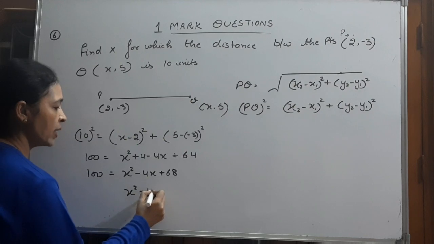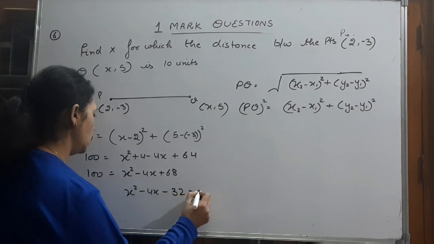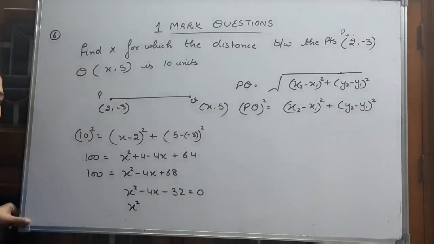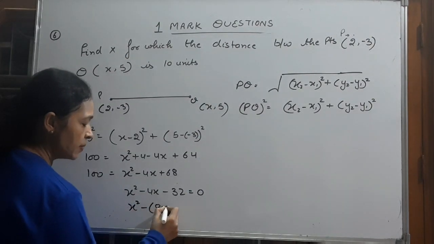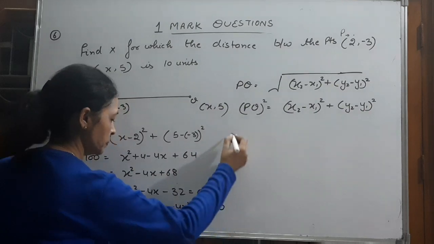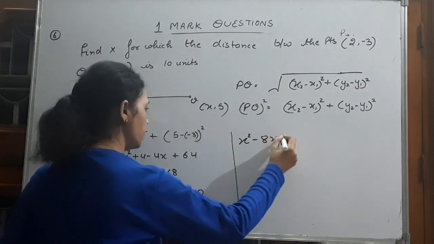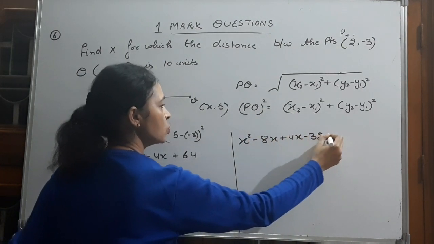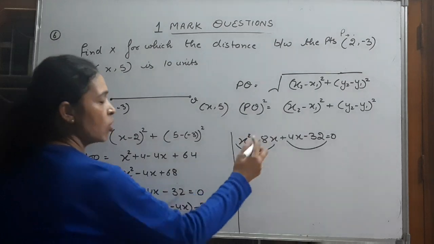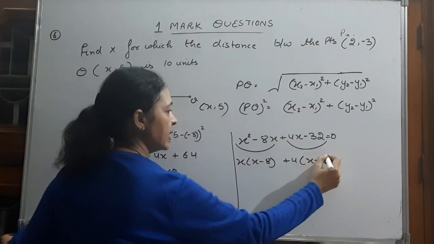x square minus 4x plus 68 minus 100, that is minus 32, equals 0. Now x square minus 4x minus 32 equals 0. 4 times 8 is 32, and 8x minus 4x is 4x. Minus sign outside the bracket. x square minus 8x plus 4x minus 32 equals 0. Take these two and these two. What is common? x minus 8. 4 is common. x minus 8 equals 0.